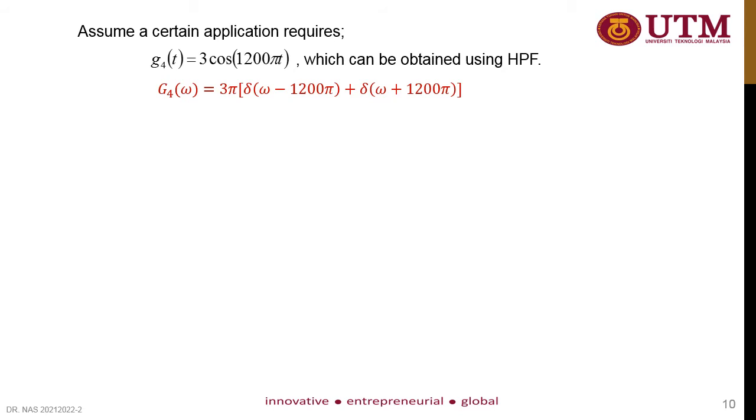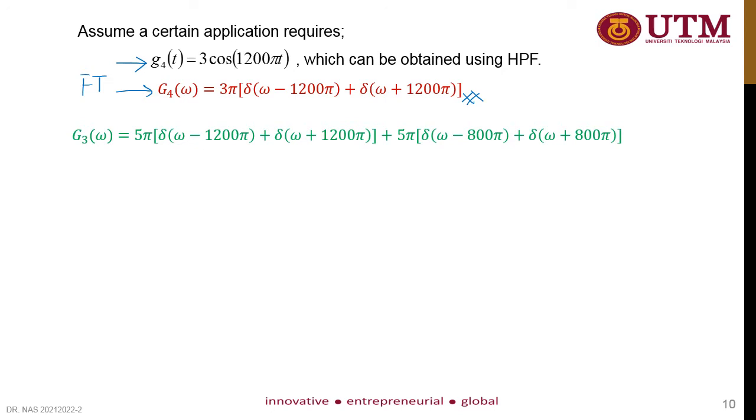Okay, assuming that the system requires a specific output. For example, the system requires an output given by G4 equal to 3 cos 1200 pi t. So if you convert this into the frequency domain by using the Fourier transform table, you get this component. However, if you flip back to the earlier slide, the output of the system is currently G3.